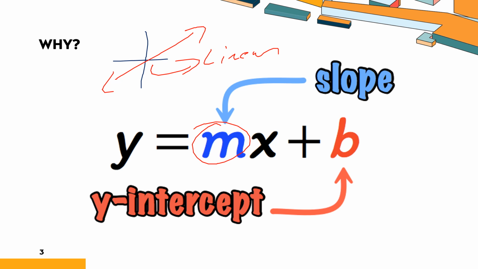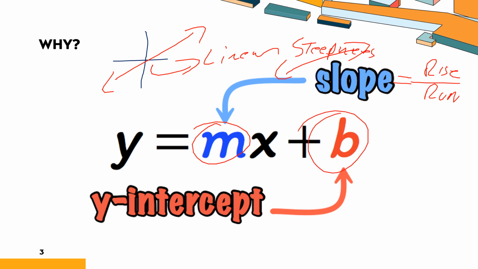M here, that's your slope. So that's your rise over your run. That tells us how steep the line is. Remember steepness? Slope is steepness. So that m is the steepness of the line. And your b, well, that's where it crosses the y-axis.